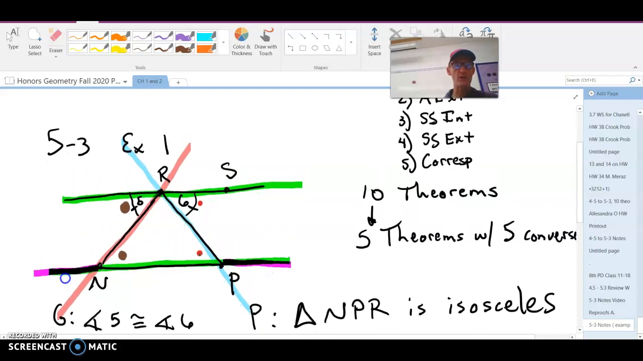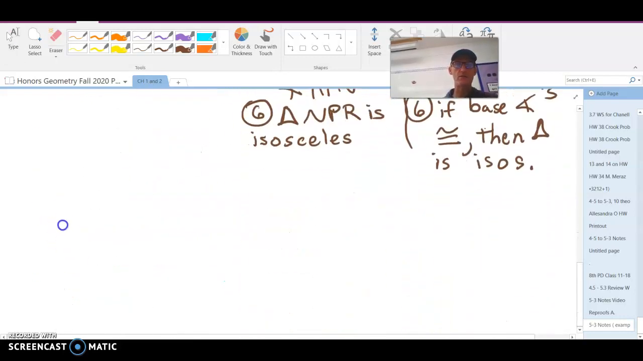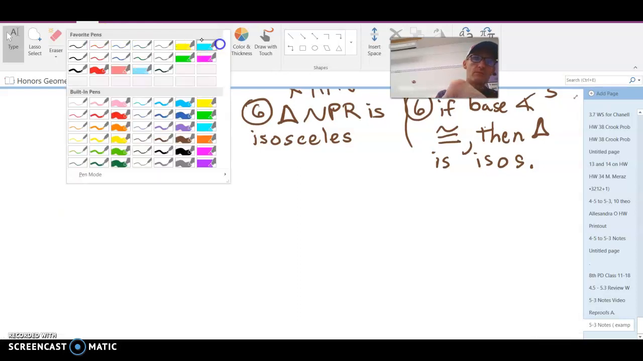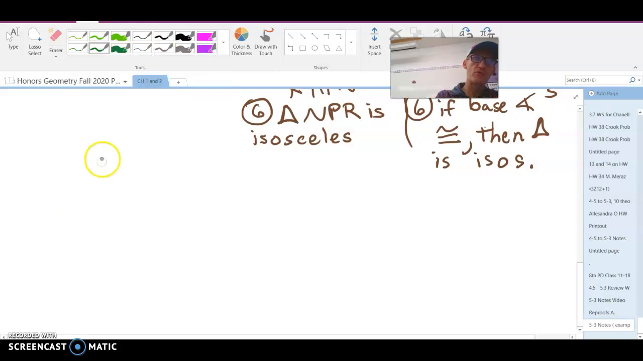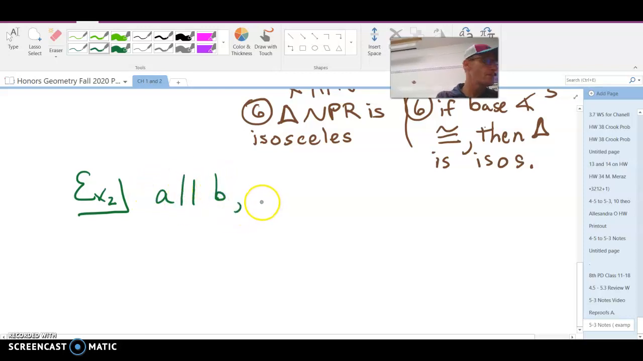And let's do one more example from 5.3 now. This is not a proof, okay? Example 2 is looking like this. A parallel to B, all right? Find the measure of angle 1.